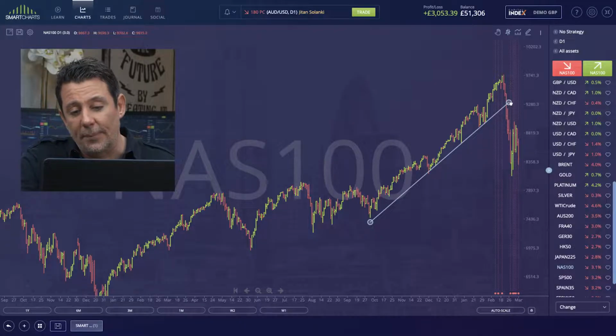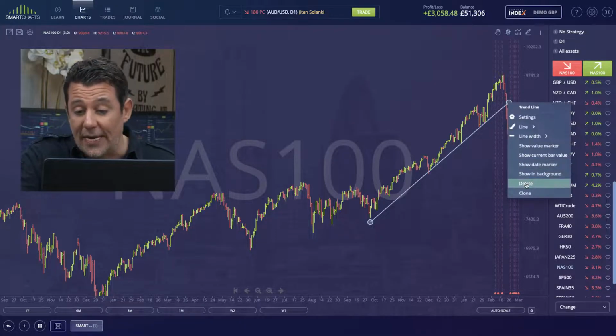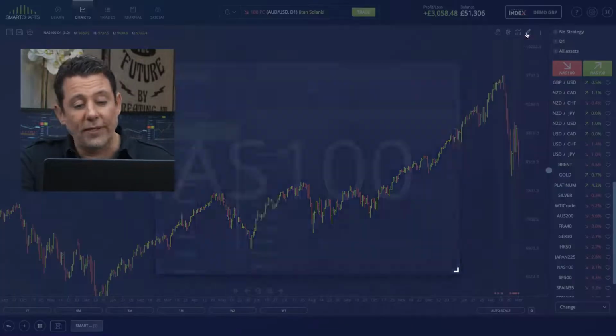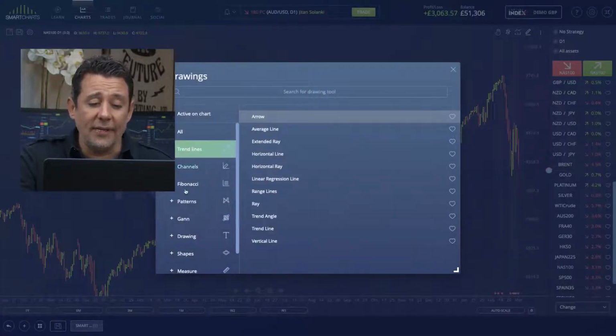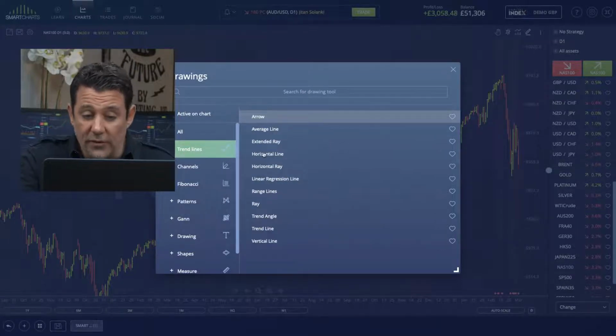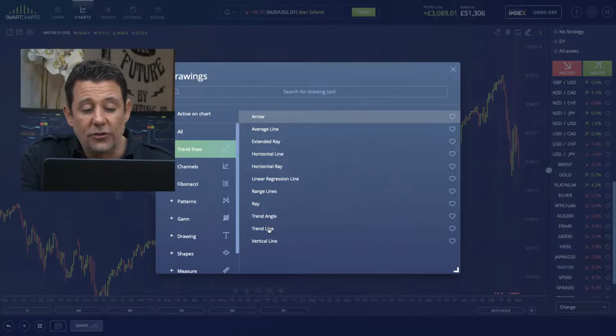Now I'm going to jump on a smart chart. I'm going to show you some of the tools we use to draw trend lines. Let's get in on that and do that now. I'm going to remove the trend line that I placed previously, when we were just discussing the NASDAQ. I'm going to show you how I draw it in. First of all, top right hand corner, drawing tool, trend lines, and here I'm just going to click on trend line. So I've got all of these tools available to me. I'm just going to go for a straight trend line.